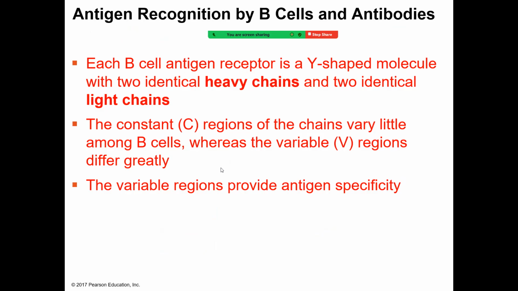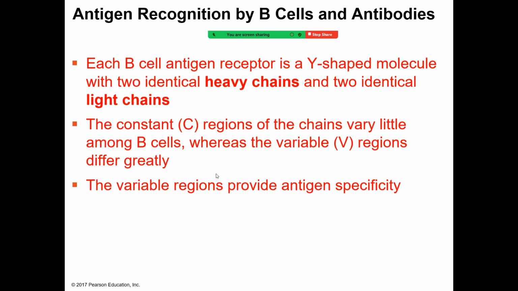So the generic structure of the antigen receptor on the B cell is this Y-shaped molecule that I just showed you a picture of. The Y-shaped molecule has two identical heavy chains and two identical light chains.